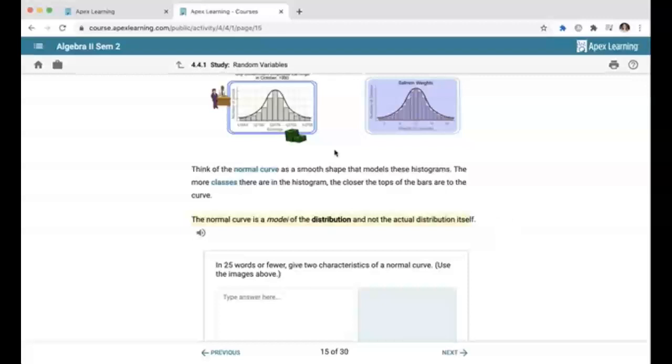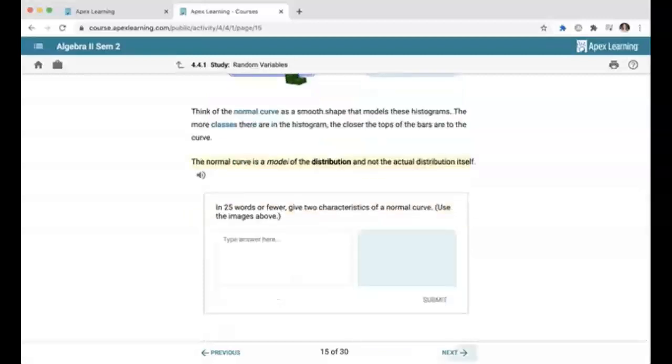So again, the normal curve, that black line up there, is showing a model, kind of a predicted thing. It's not the actual distribution itself, because the actual distribution is all the individual values.